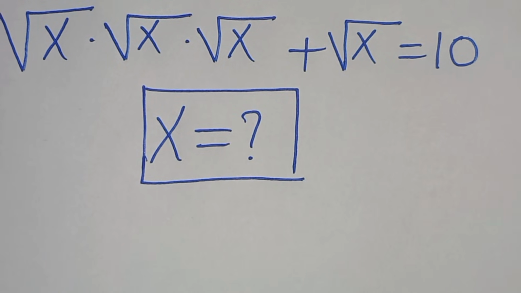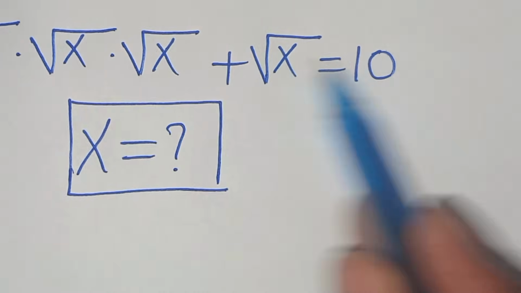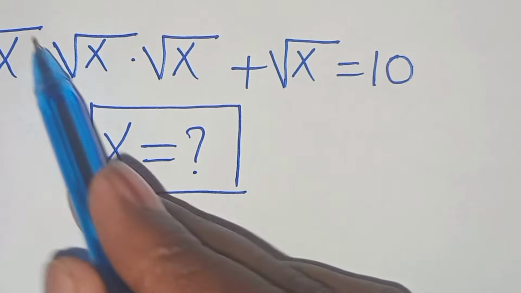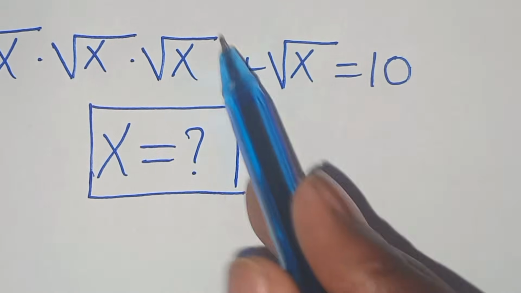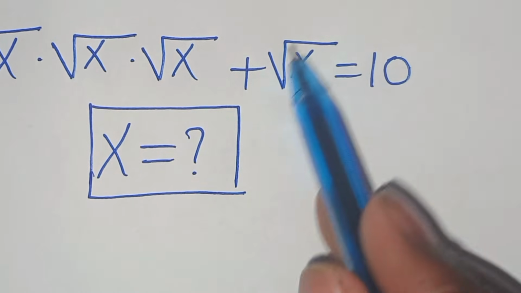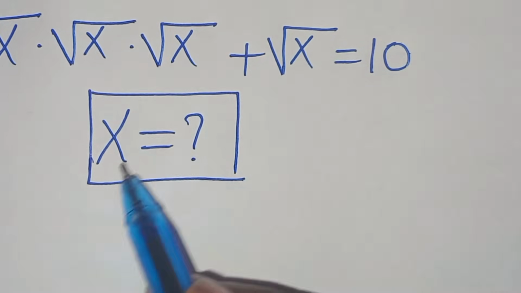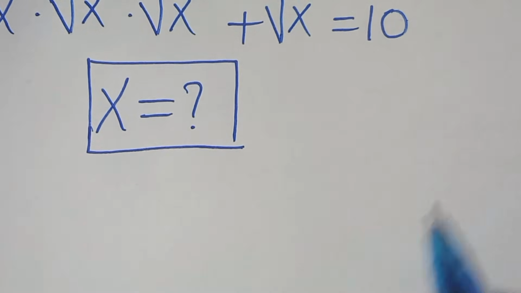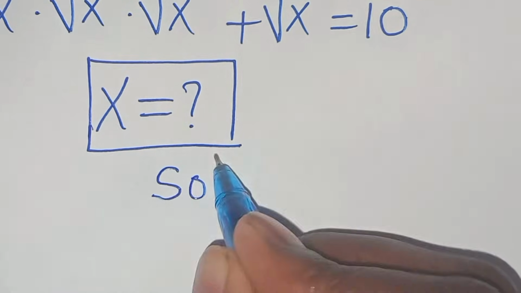Hello everyone, you're welcome to solve this nice square root math problem: the square root of x times the square root of x times the square root of x plus the square root of x is equal to 10. So what are the values of x? Now let's provide a solution from here.